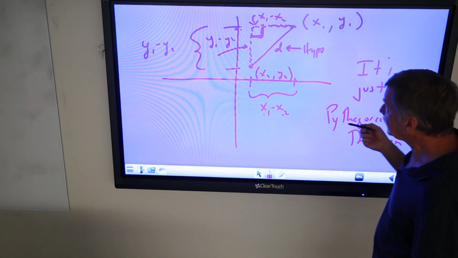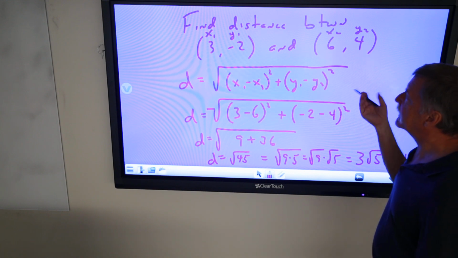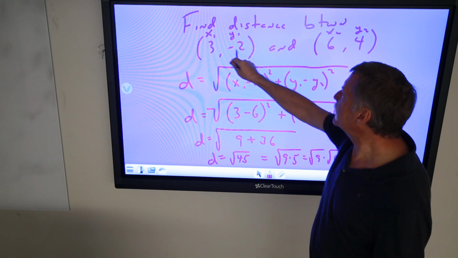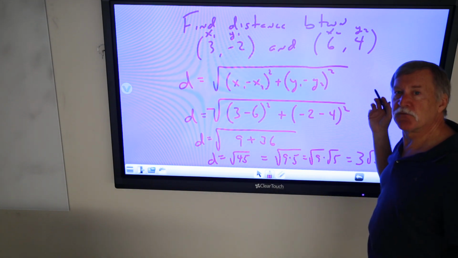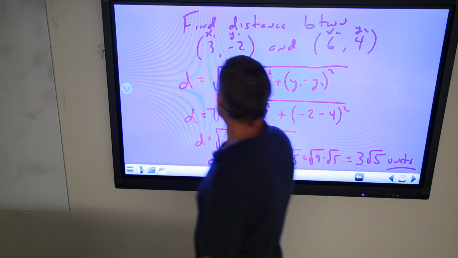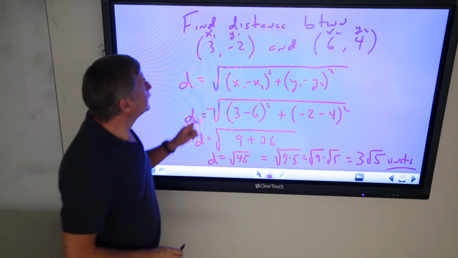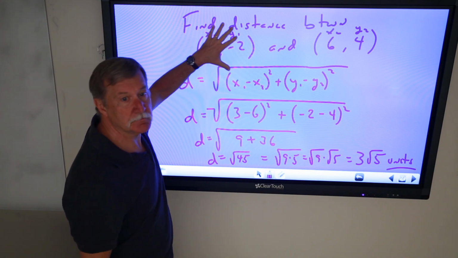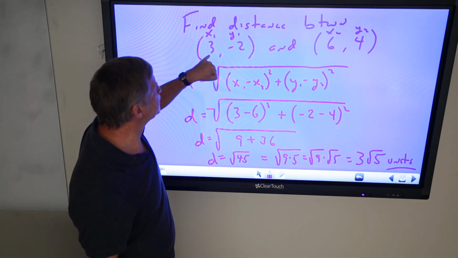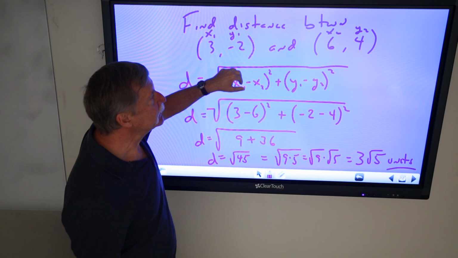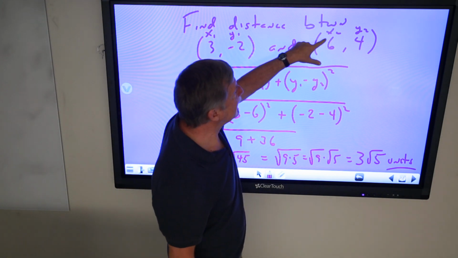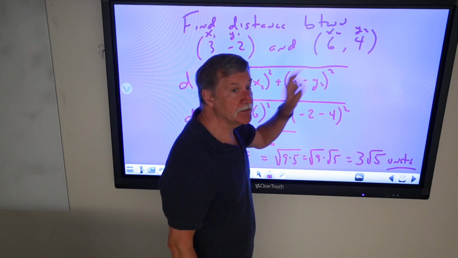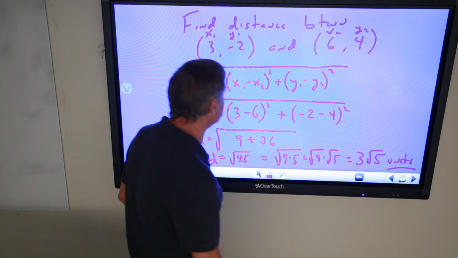All right? So, if we have some actual thing here, we want to find the distance between, say, (3, -2) and (6, 4). Okay. I really recommend that you label these points. All right? If you're going to call the first one point 1, then this becomes x sub 1 and y sub 1. And then write down what x sub 2 is, 6, and y sub 2 is, 4. All right? Don't get them mixed up. It makes a difference. All right?